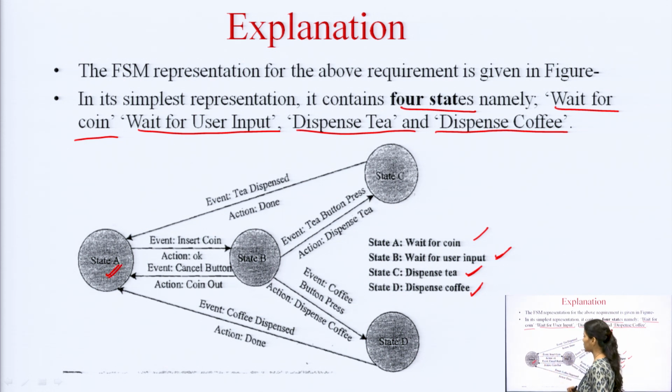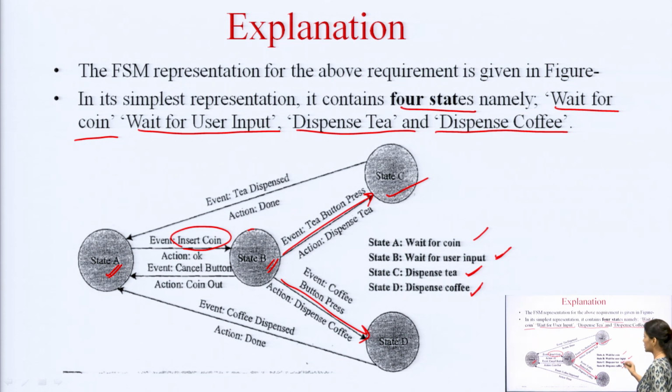The system is at state A first of all, waiting for the coin. If the coin has been inserted, it will go to state B, where it waits for the user input. If the tea button is pressed, it will go to state C. If the coffee button is pressed, it will go to state D. So, state C is dispense tea, state D is dispense coffee.